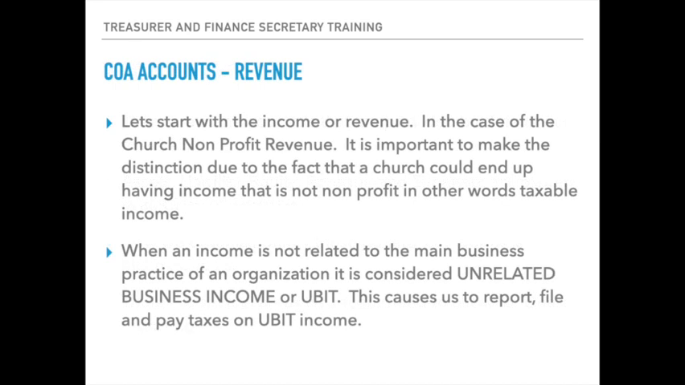Let's start with the income and revenue. In the case of church nonprofit revenue, it is important to make a distinction due to the fact that a church could end up having income that is not nonprofit, in other words, taxable income. When an income is not related to the main business practices of an organization, it is considered unrelated business income, or UBIT. This causes us to report, file, and pay taxes on UBIT income.